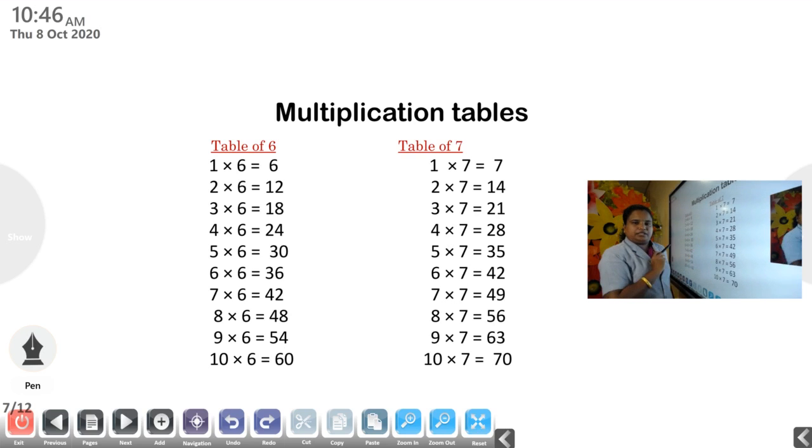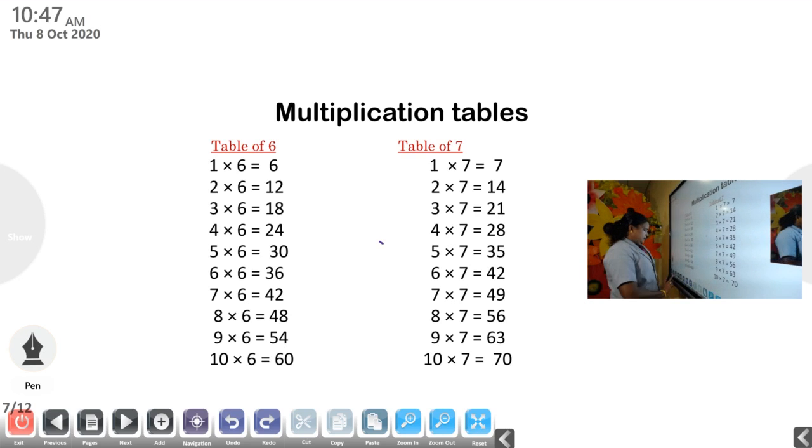Once again, 1 7 is 7. 2 7s are 14. 3 7s are 21. 4 7s are 28. 5 7s are 35. 6 7s are 42. 7 7s are 49. 8 7s are 56. 9 7s are 63. 10 7s are 70. Everybody should learn these tables by heart.